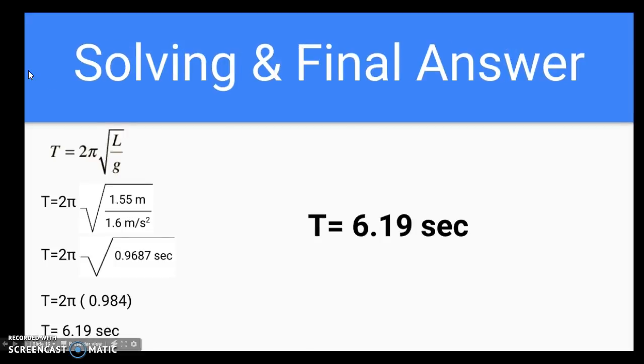After plugging in your numbers, divide 1.55 by 1.6 and you should get 0.9687. Then take the square root of 0.9687 and you should get 0.984. Then multiply 2 pi by 0.984 and your final answer should say T equals 6.19 seconds.